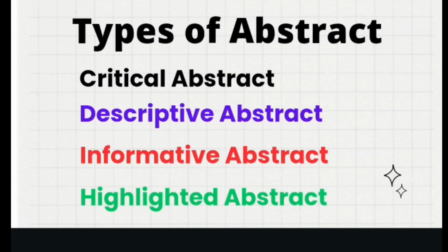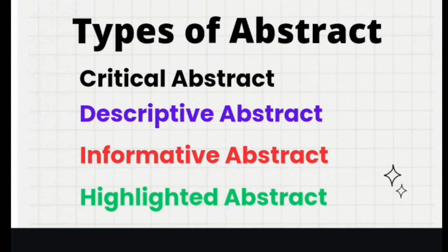After significance, we will discuss the types of abstract. What type of abstract are you doing? There are four types of abstract in front of you: critical abstract, descriptive abstract, informative abstract, and highlighted abstract. Firstly, we will discuss the critical abstract.